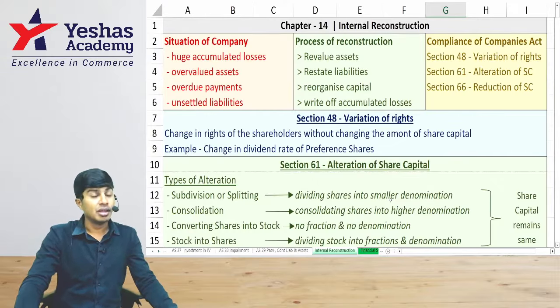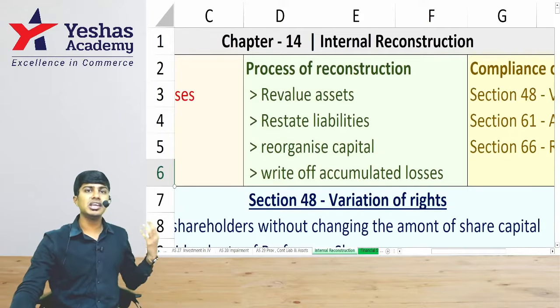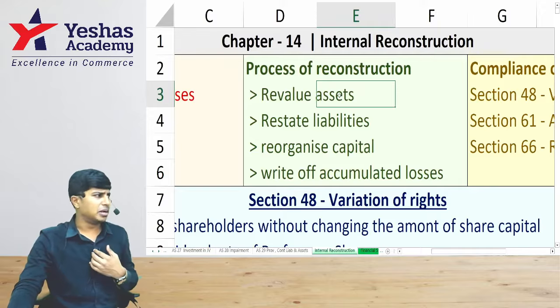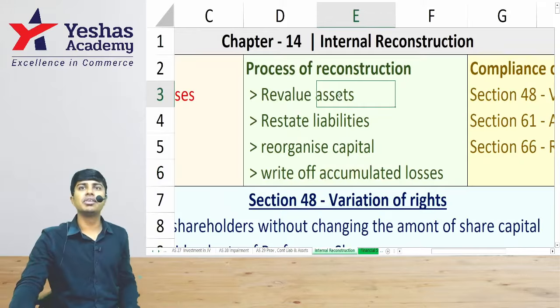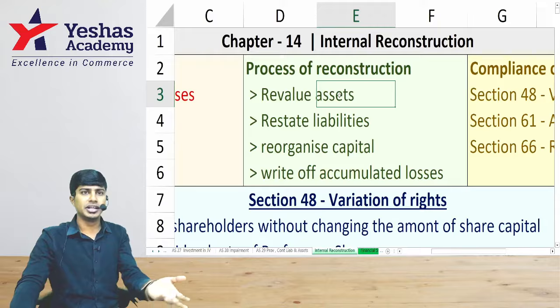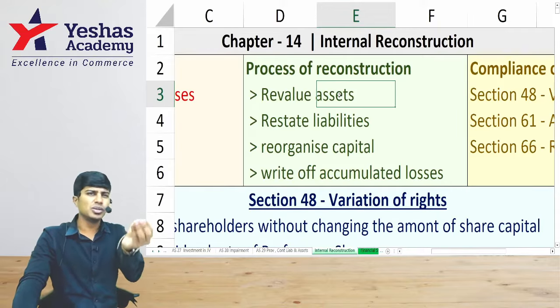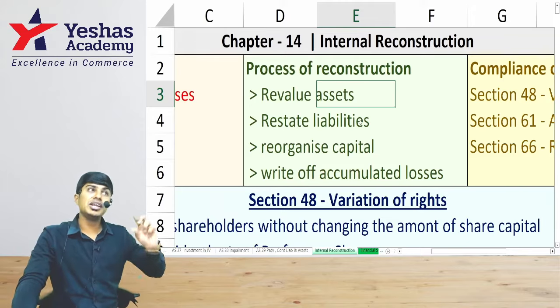At that point in time, if they want to revive themselves, the option that's available is internal reconstruction. Like I mentioned, the situation has huge accumulated losses, overvalued assets, overdue payments, unsettled liabilities. The process is they will reconstruct themselves by revaluing the assets, bringing them to the most realistic value, restating the liabilities by actually negotiating with the debenture holders, creditors, and people to whom they owe money. They will negotiate and ask them to decrease the liability to the extent possible. And we'll reorganize the capital.